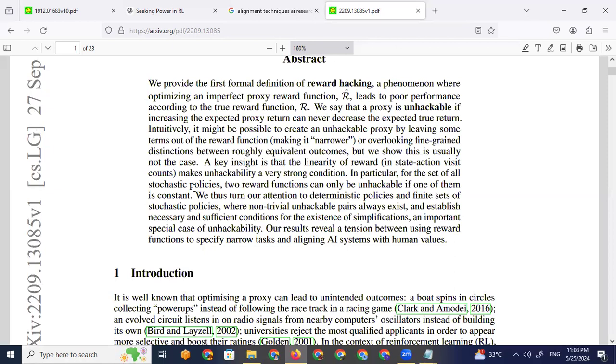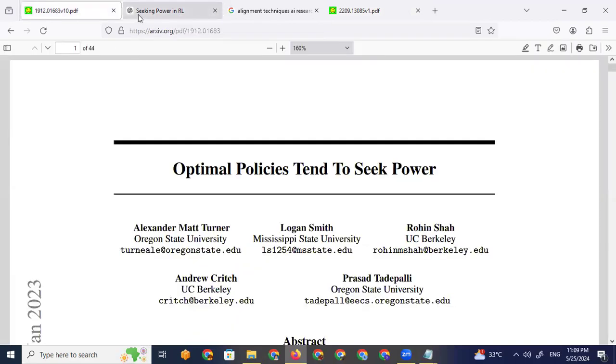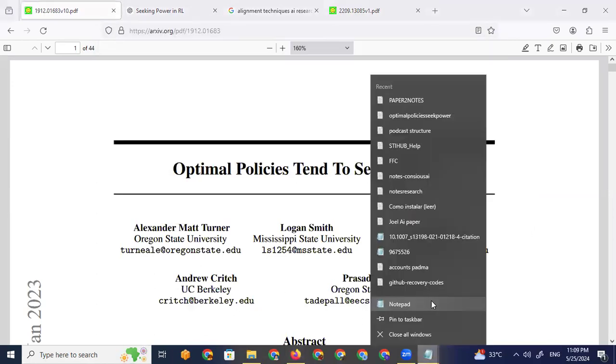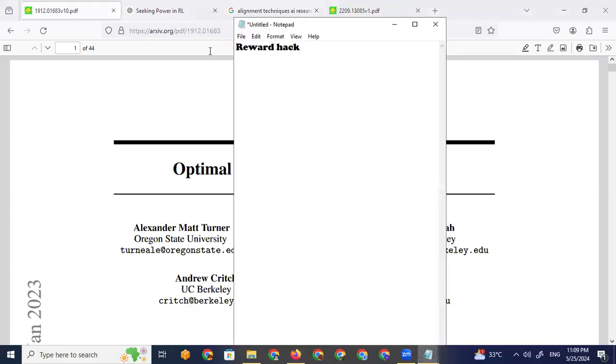All right, let's see the introduction. Decrease expected return. It may be possible to create an unhackable proxy by leaving some terms out of the reward function, making it narrower. Or, you know what, I think for this video, this is going to be enough. Let's plan for the future, right? Let's plan how we want the paper to be.